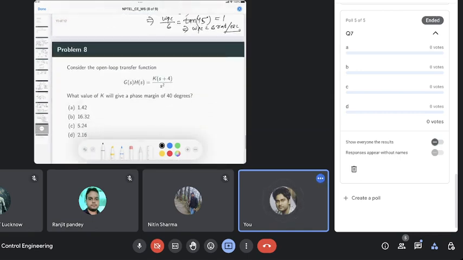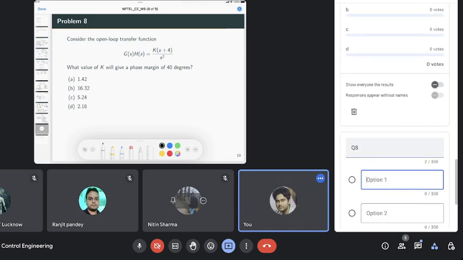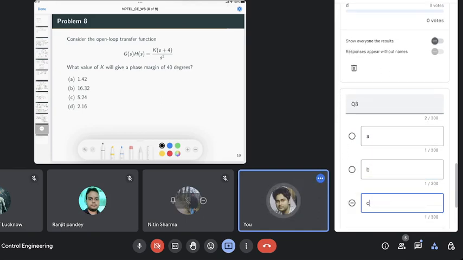So again, this is a similar type of question. You are given an open loop transfer function, and now you require the value of k that should give you a phase margin of 40 degree. Okay, so again you just use the basic definitions of phase crossover frequency, gain crossover frequency, and phase and gain margin. From that you can simply compute this. So you try and answer through the poll, then we will discuss. Again, you just use this definition, from that you can easily compute this.